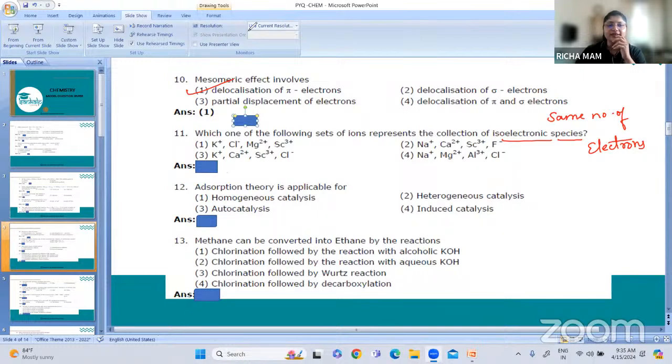Okay, so let us see the answer. The answer is the third one: potassium plus, calcium plus 2, scandium plus 3, and Cl minus. So how are these isoelectronic species?